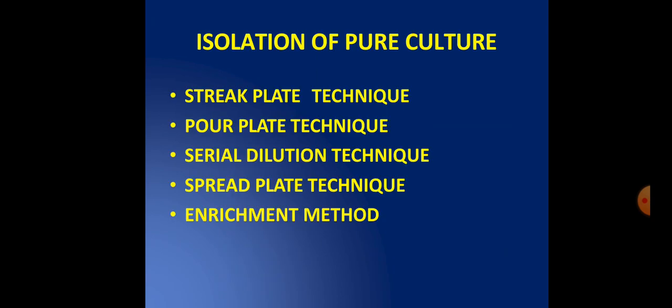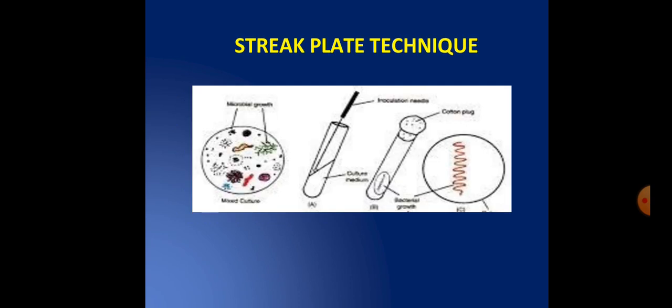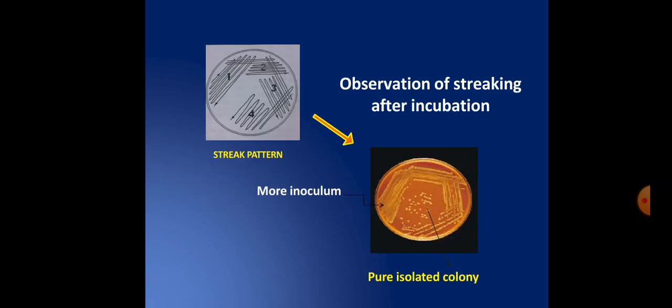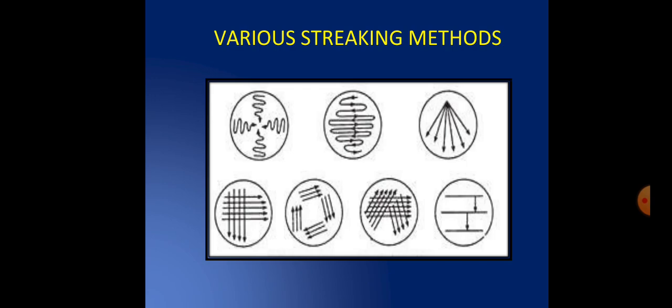How to isolate or separate a pure culture? By the streak plate technique, pour plate technique, serial dilution, spread plate technique and enrichment method. So this is the streak plate technique. The plate contains a mixed culture, then prepare media in test tubes or plates. We have to take one separate colony from the plate and streak it on the fresh test tube medium, and allow it for incubation. So this is a pure culture. From the mixed colonies, we have to separate one culture by streaking. The picture shows a pure isolated colony. Various streaking methods are used for pure culture separation: quadrant streak, continuous streak, radiant streak, etc.